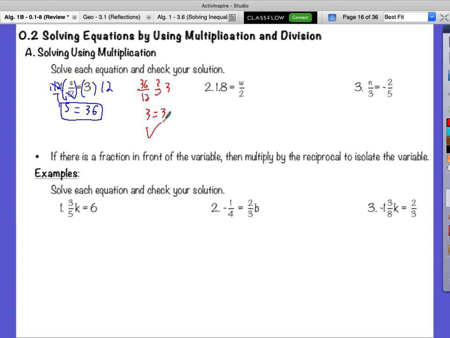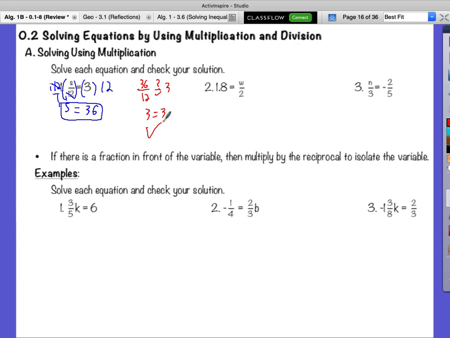Questions on that one? None. Okay. Let's go ahead and do number 2, please. Is that 2.1 for some reason, or is that 1.8? It's 1.8. Number 2 is 1.8 is equal to W over 2. So it's 1.8, not 2.1. Correct. Oh, flip it. So it'd be 2 over 1.